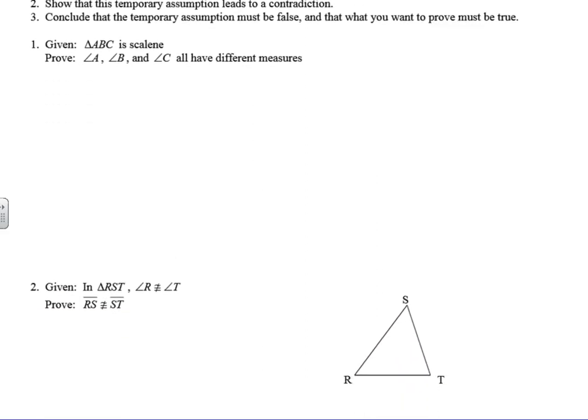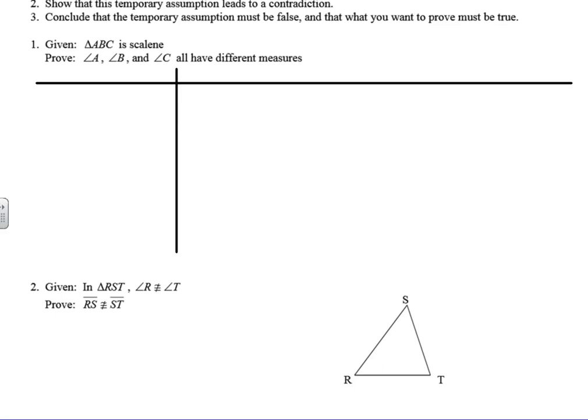So let me show you some examples of how we'll do this. Okay, so we'll still do statements and reasons here. And we can still start off with what we're given. So in number one, I'm going to say triangle ABC is scalene. Number two, excuse me, the reason for that is given.